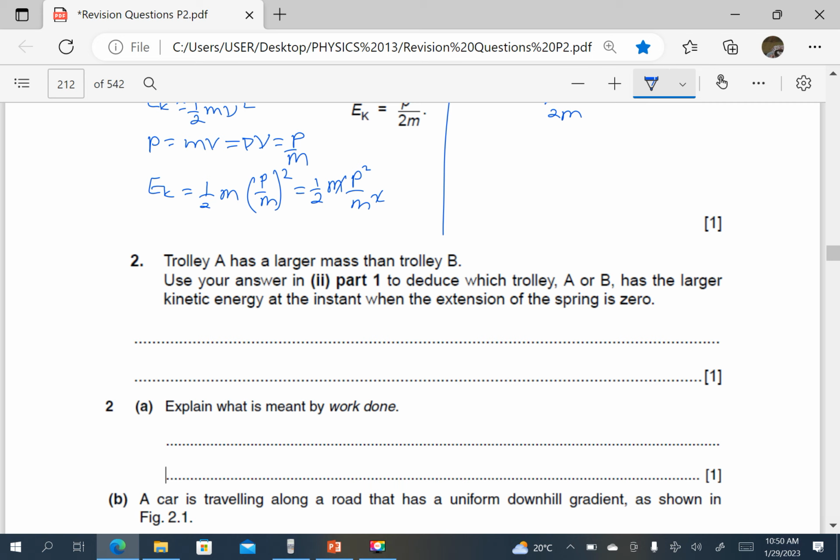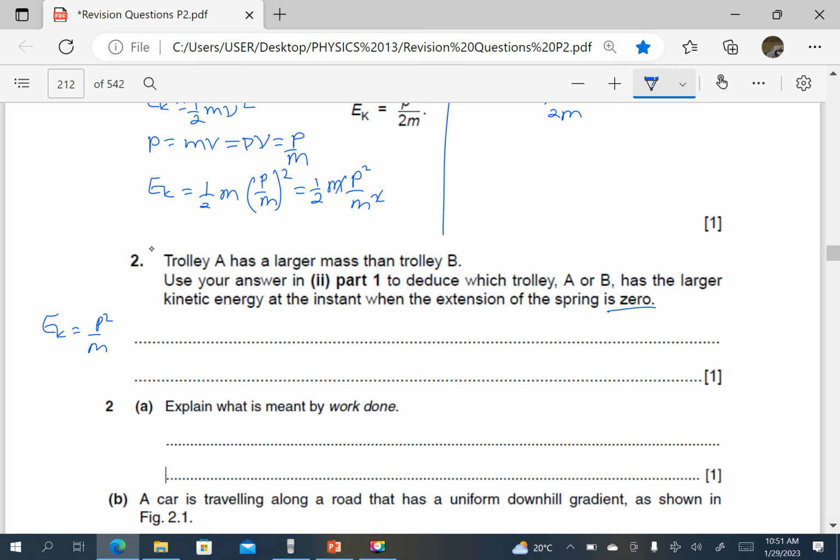Use your answer in part 2 to deduce which trolley, A or B, has the larger kinetic energy at the instant when the extension of the spring is 0. So we're just using the answer in part 2, where M1 V1 is equal to M2 V2. That means the momentum is the same. So we are now using Ek is equal to P squared over 2M. Since momentum is the same, the one with a larger mass must have a smaller kinetic energy.